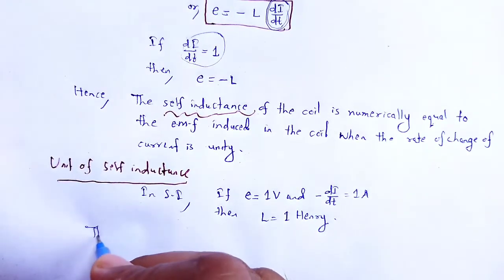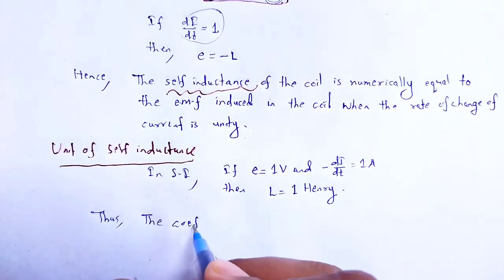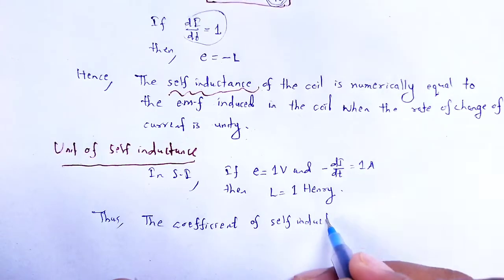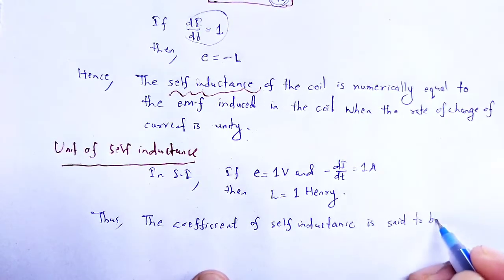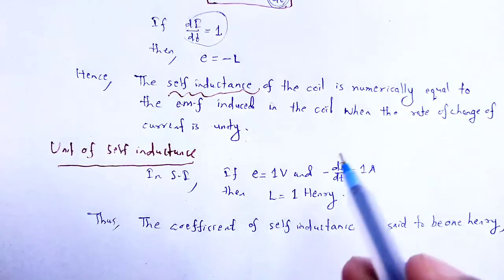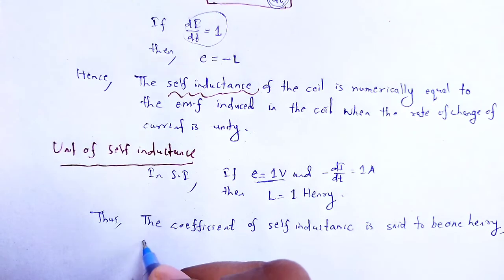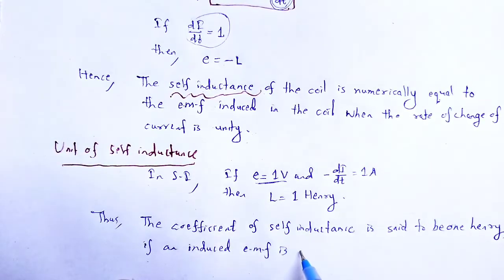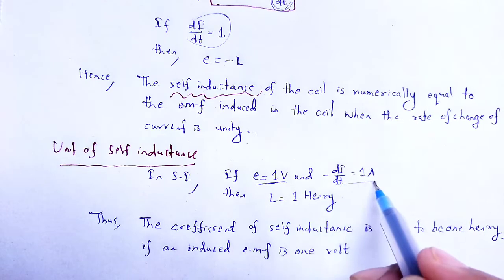Thus, the definition of 1 Henry: the coefficient of self inductance is said to be 1 Henry if an induced EMF of 1 volt is produced in a circuit when the current changes at 1 ampere per second.